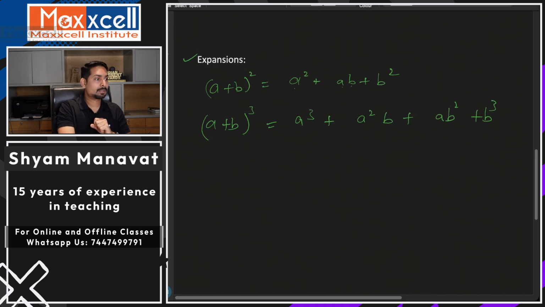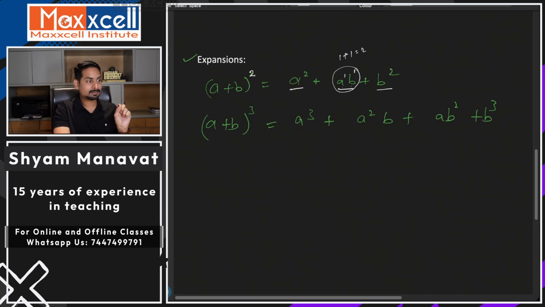Look at this. If the bracket power is 2, each term has total power 2. A square, then a to the power 1 and b to the power 1. What is 1 plus 1? 2, right? So the total order of this particular term is 2. Do you remember order? We have discussed it in the previous lecture. And this is b square, 2. So each term has order 2 if the bracket power is 2.